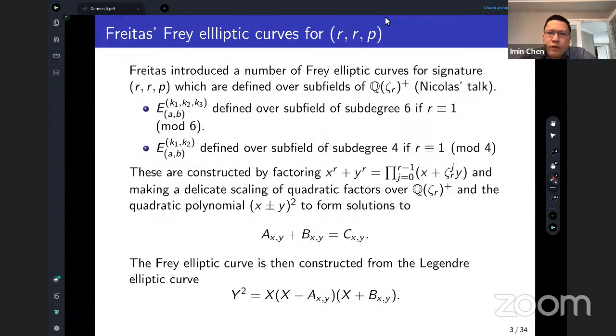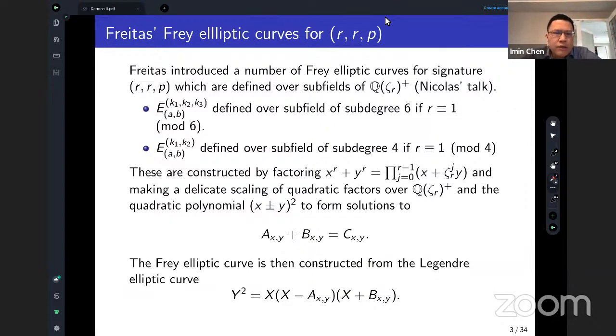A nice feature is that in certain congruence classes for r, the elliptic curves are actually defined over proper subfields of this totally real field. So for instance, if r is congruent to 1 mod 6, or if r is congruent to 1 mod 4, in this case we get that the base field can be descended to a smaller field. And as you know from the modular method, that gives us a lot of advantages in terms of the computation in the elimination stage and the final contradiction stage.